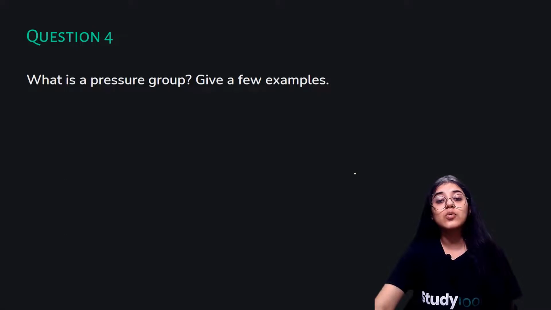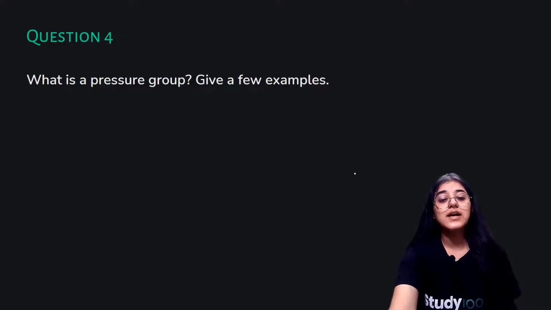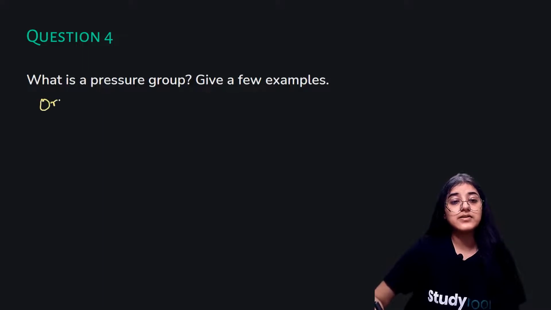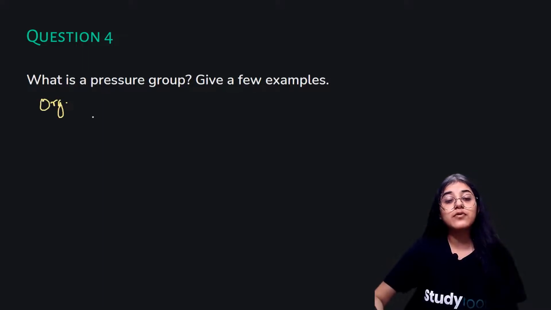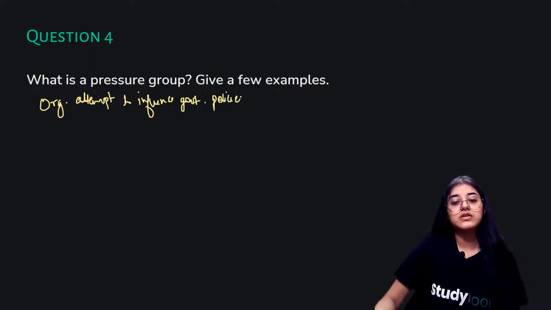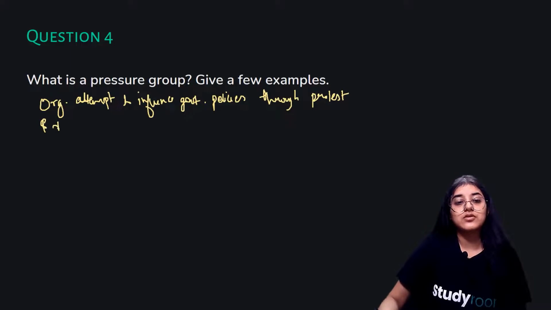So what is a pressure group, and give a few examples. What is exactly a pressure group? A pressure group is an organization which attempts to influence government policies through protests and demonstrations.